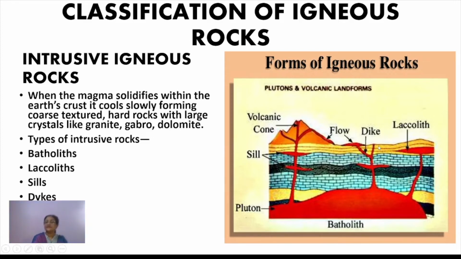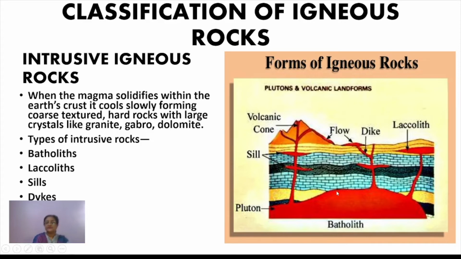What are these now? As we all know, it is formed below the earth's surface, so naturally all these formations are seen below the earth's surface only. Now what is the meaning of it? Actually, lith means rock. So when we say batholith, bathos means depth. So batholith means an intrusive rock which is found at greater depth.